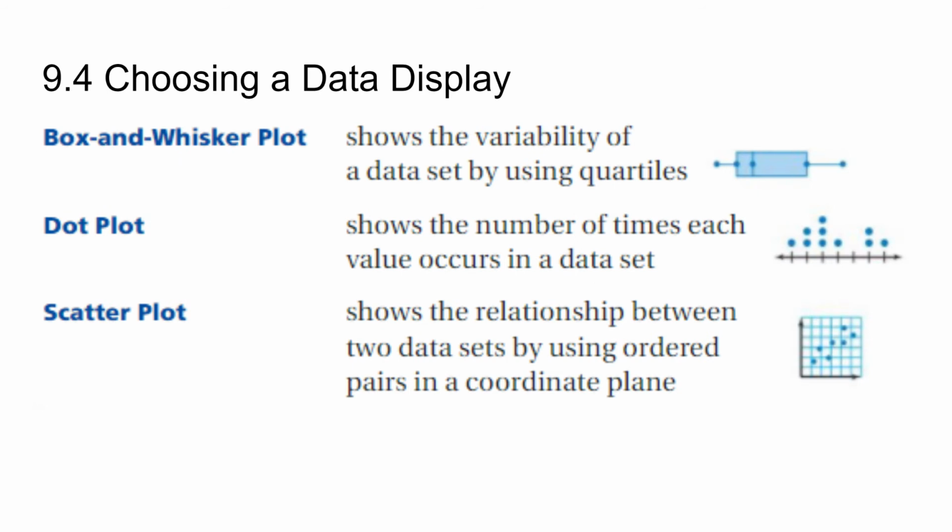Here we have the box and whisker plot, shows the variability of a data set by using quartiles. Dot plot shows the number of times each value occurs in a data set. Scatter plot shows the relationship between two data sets by using ordered pairs in a coordinate plane. Make sure this is also in your notes as well.